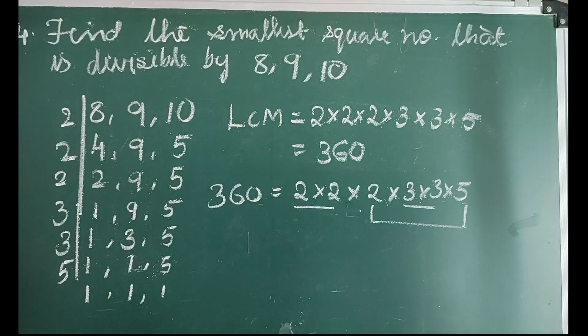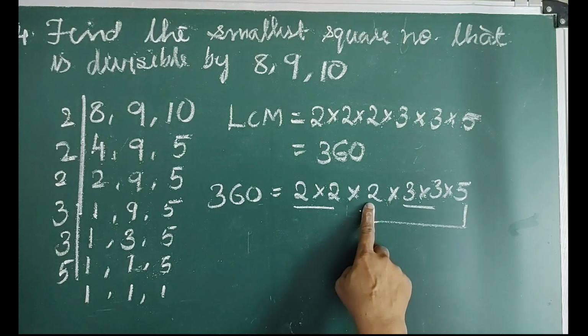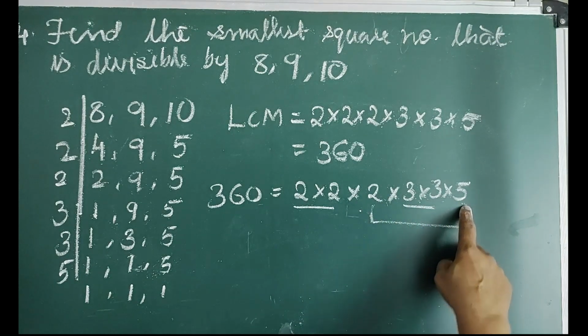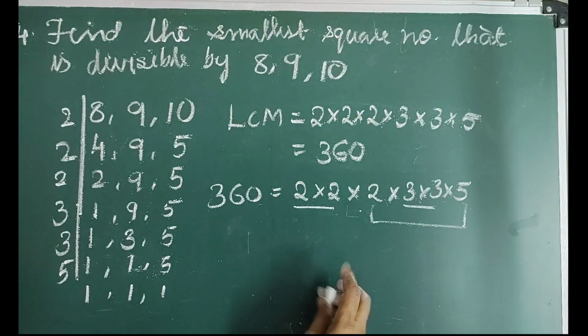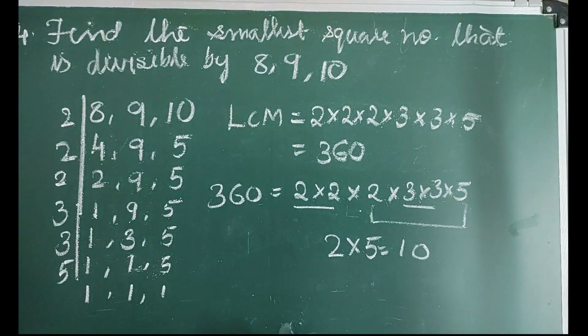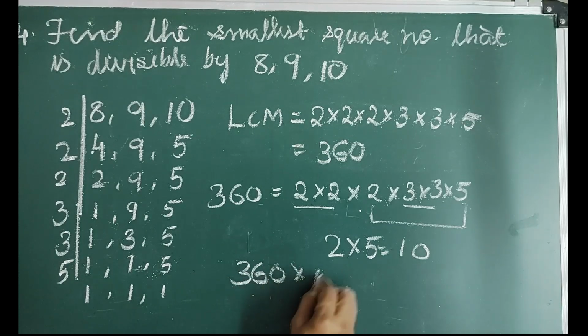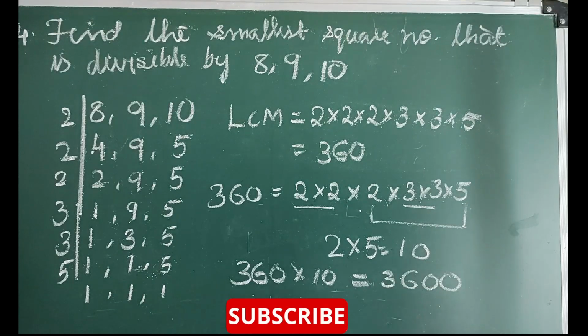In order to get a perfect square, each factor of 360 must be paired. So, we need to make pairs of 2 and 5. Therefore, 360 should be multiplied by 2 into 5, that's equal to 10. Hence, the required square number is 360 into 10, that is 3600, which is a perfect square.